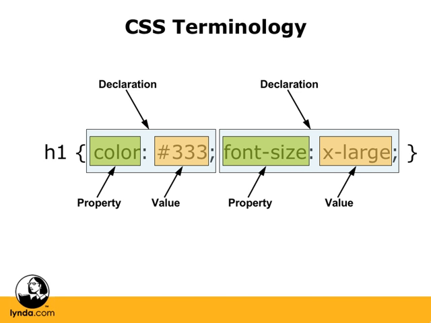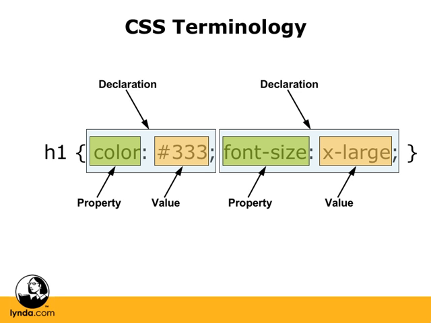Now, as I said, you always want to follow the value with a semicolon. Technically speaking, it's a declaration that has to be terminated or ended with a semicolon. If you have more than one declaration, as we have here, we have two, you can technically leave off the last semicolon, the one in this case after font size x-large, because it's the last declaration in the series. But it's generally regarded as good practice to always terminate your declarations with semicolons, whether or not the declaration in question is the last one in the series.